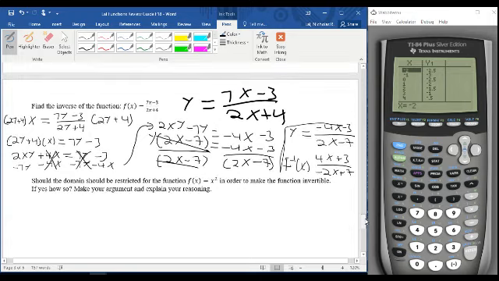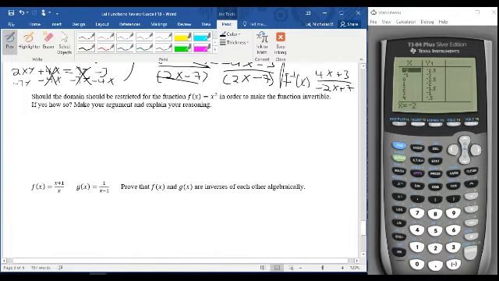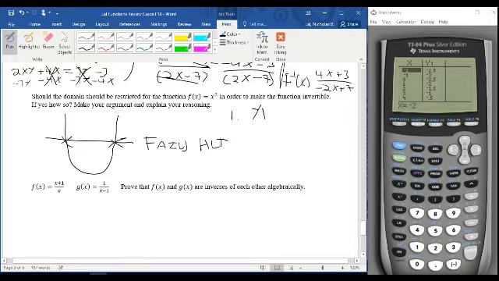Should the domain be restricted for the function x squared in order to make the function invertible? If yes, how so? Make your argument and explain your reasoning. So if you have f of x is equal to x squared, that's going to be a parabola that's going to fail the horizontal line test. So I'm going to say yes, you're going to have to restrict the domain.